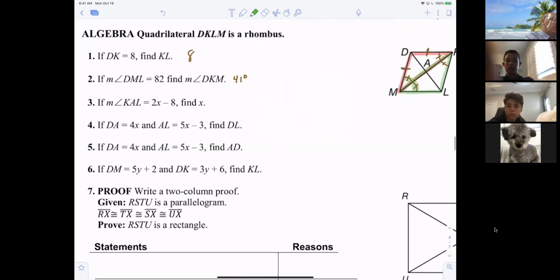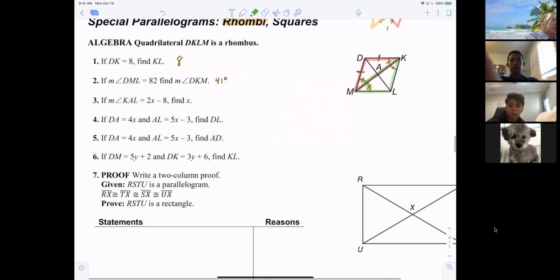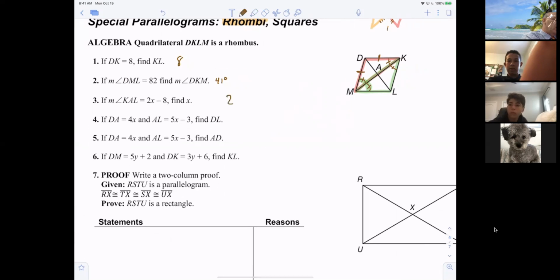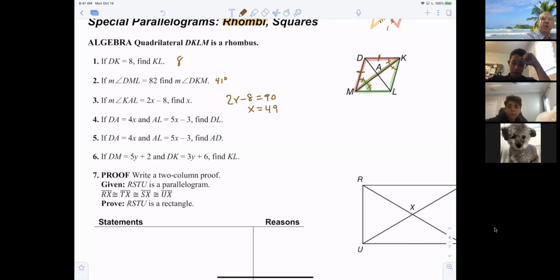All right, let's knock out number 3 now. Let's find KAL. How many degrees is KAL? 90. All right, so we just say 2x minus 8 equals 90 degrees. So x equals what? 49. Thank you, 49. Beautiful. All right, number 4.